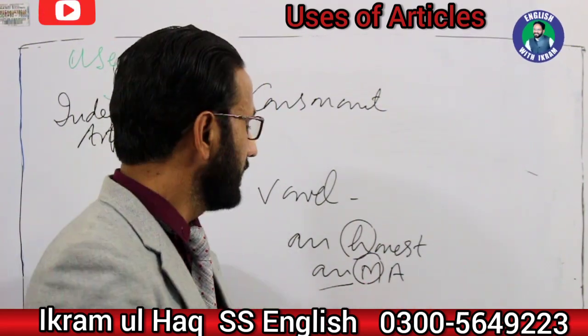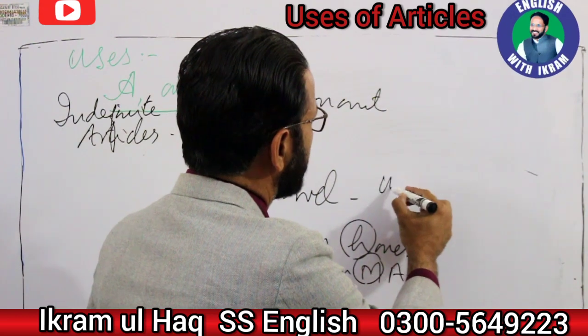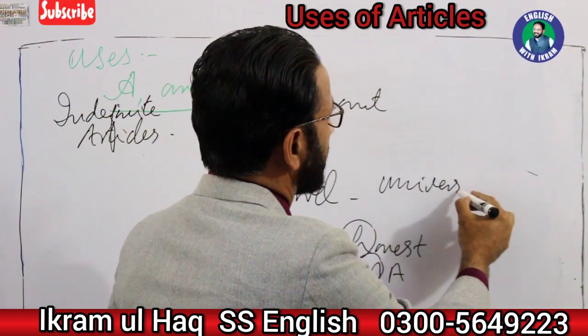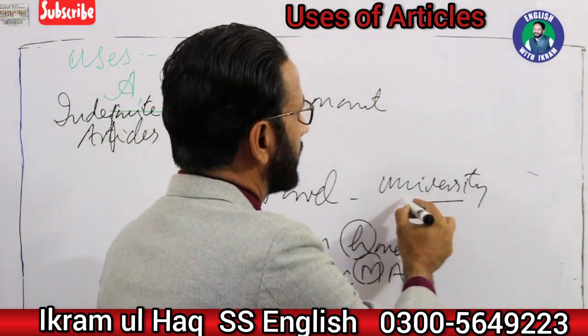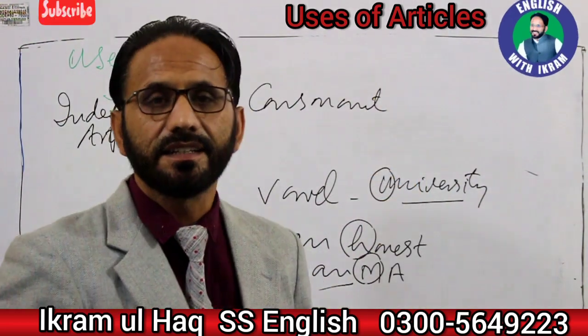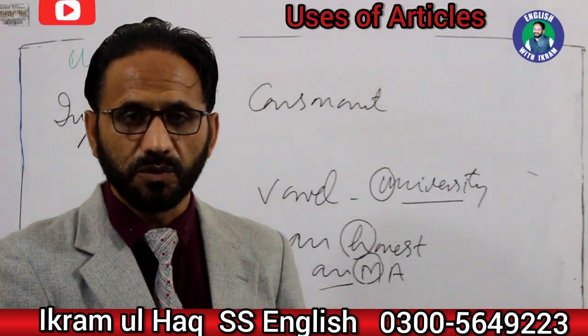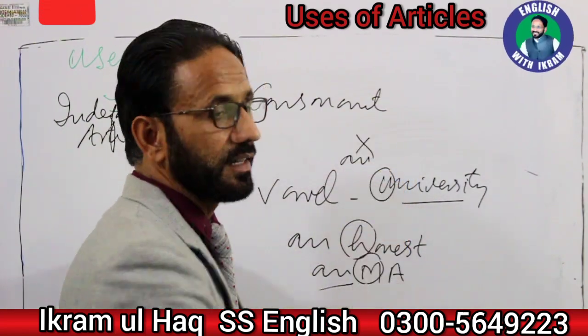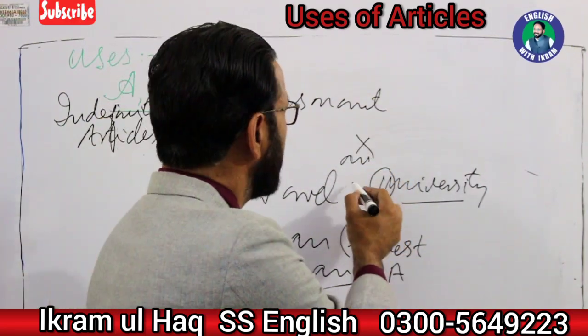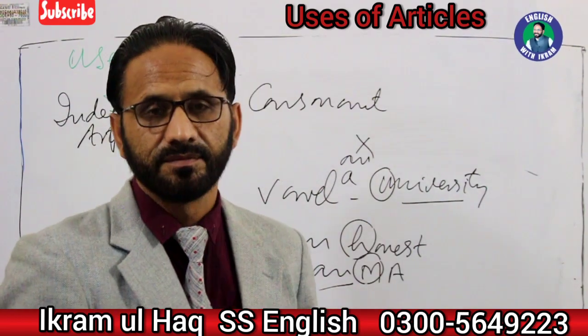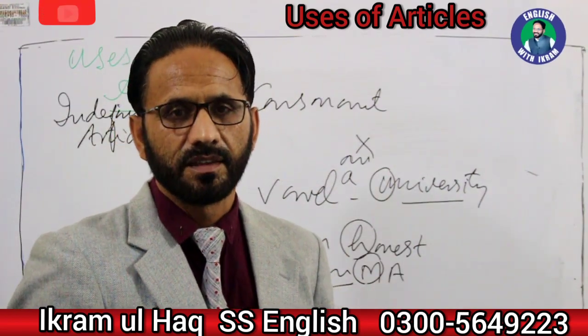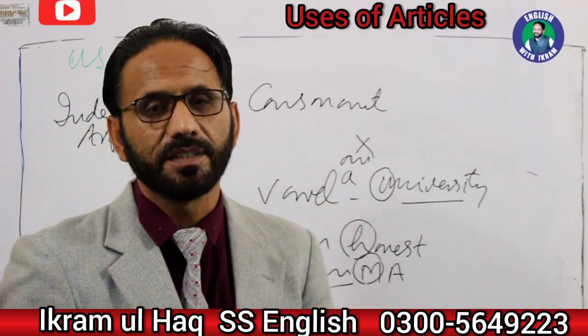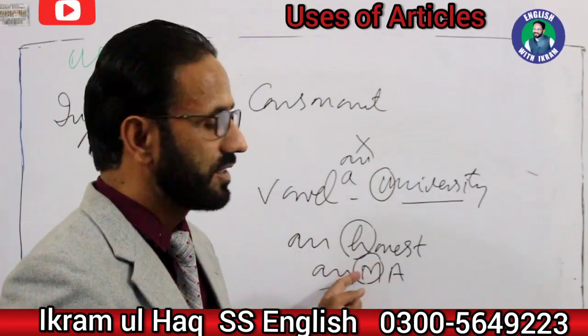And one more example, for example, university. According to that concept, here the initial letter is U, A, E, I, O, U. We should use an here, but this is incorrect. We use the article A. What is the reason? There is no reason. In the traditional concept, there is no reason. But this is not the case.